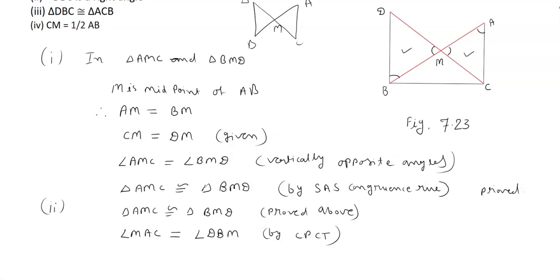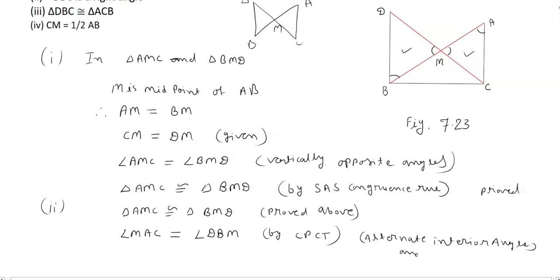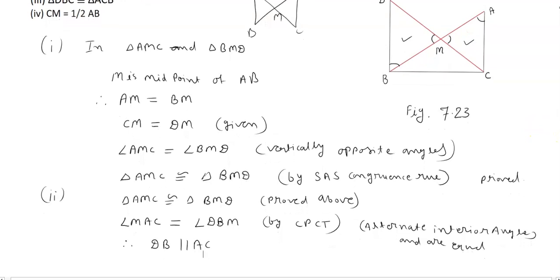So we can say these two lines, and AB is the transversal, and these are alternate interior angles, and these are equal. So we can say DB is parallel to AC. This is proved here: DB parallel to AC.